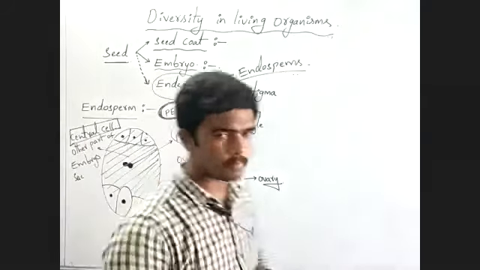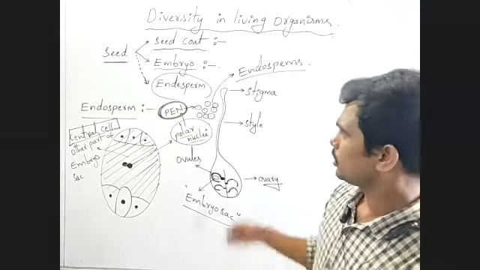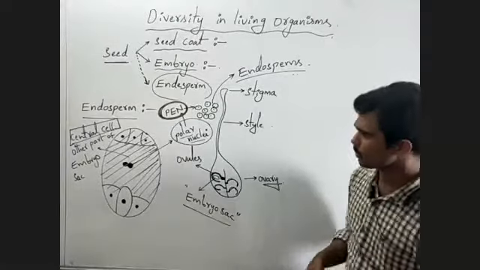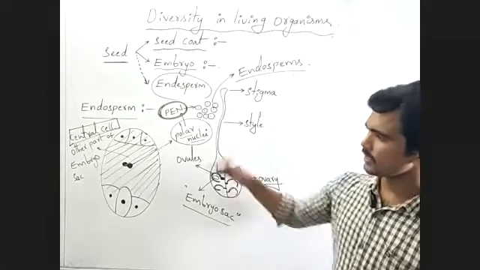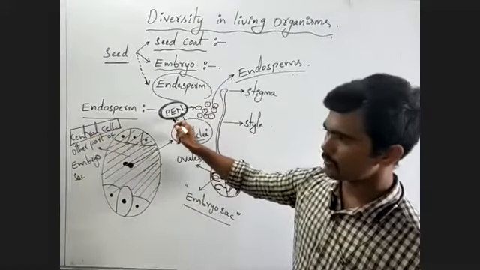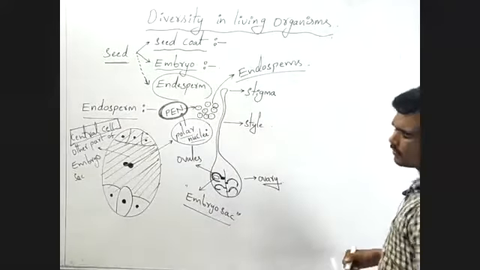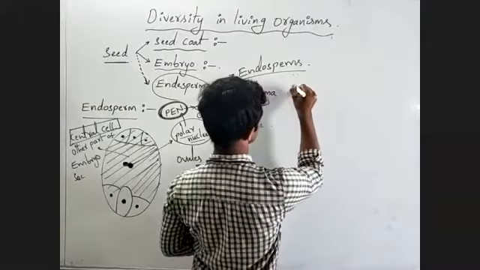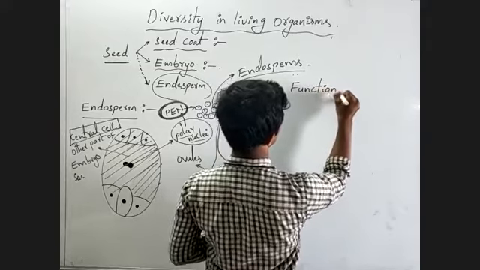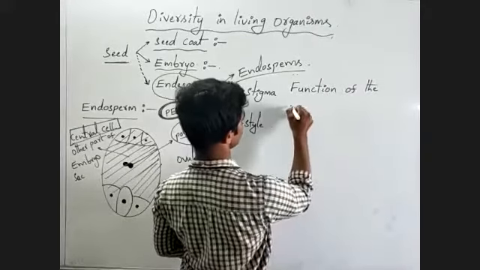In the sexual reproduction chapter, you can study this entire process. This is the endosperm. From the central cell, or from the primary endosperm nucleus, the endosperm is developed. Now, what is the function of the endosperm?